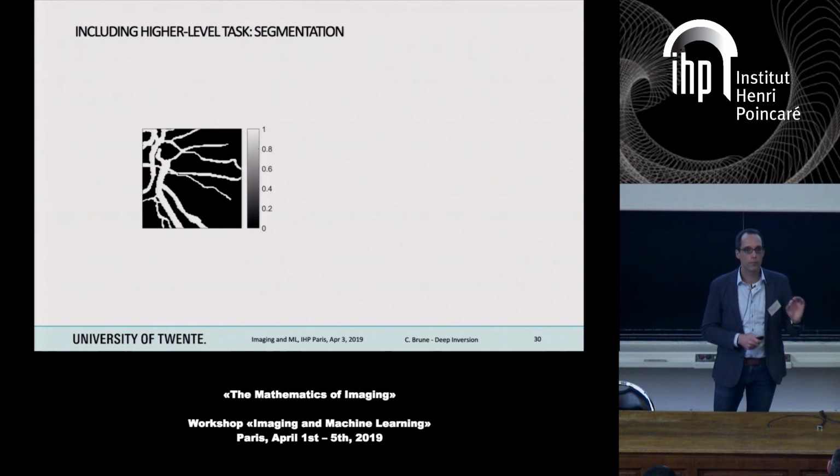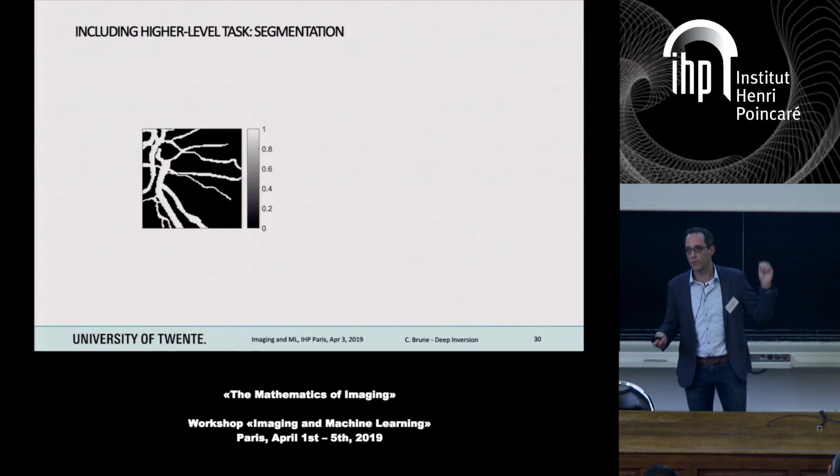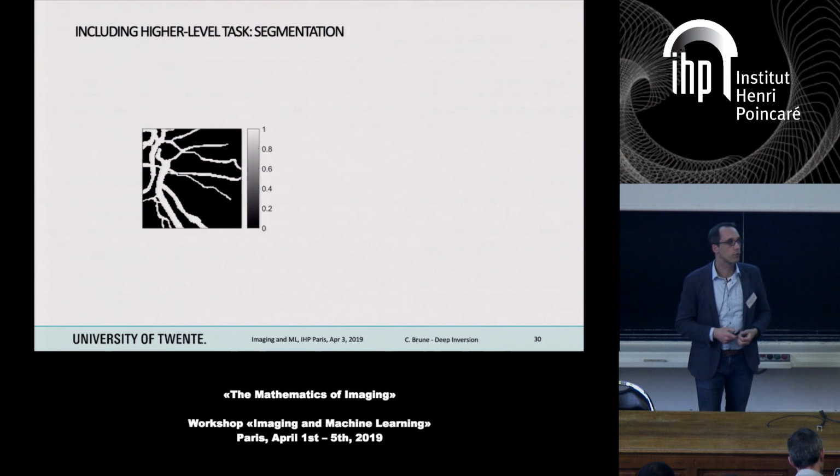So we already heard in the previous talk about meta-learning methods. So you combine reconstruction or classification with another task that you are interested in. Here, in this task, it is a segmentation. People would like to have a reconstruction and simultaneously want to know how much vessel is there or how close I'm to the tumor.